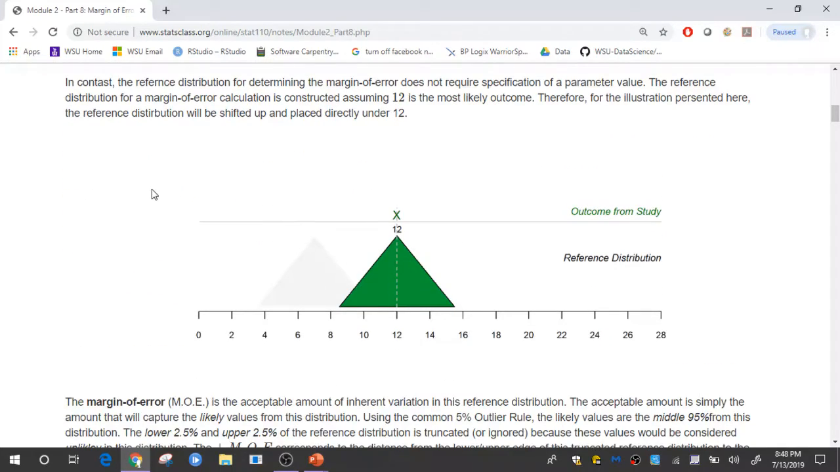Now, what we're going to do when we construct a confidence interval or a margin of error is move that reference distribution, or slide that reference distribution, up underneath our study outcome. Now, the reason we do that is because we do not pre-specify a value for a parameter. So we're going to put 12, which is the study outcome, as the most likely outcome in our reference distribution.